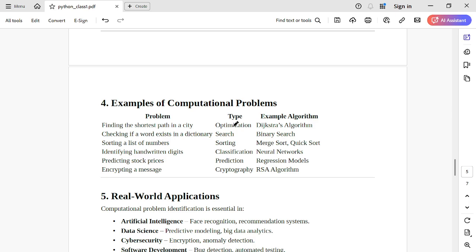Next is checking if a word exists in the dictionary: search type, and the example is binary search. Next is sorting a list of numbers. The type is sorting, and the algorithms are merge sort and quick sort. Next, identifying handwritten digits: classification, neural networks. And then predicting stock prices: prediction type, and a regression model is used for this. Encrypting a message: cryptography, the RSA algorithm, which is a public key algorithm.